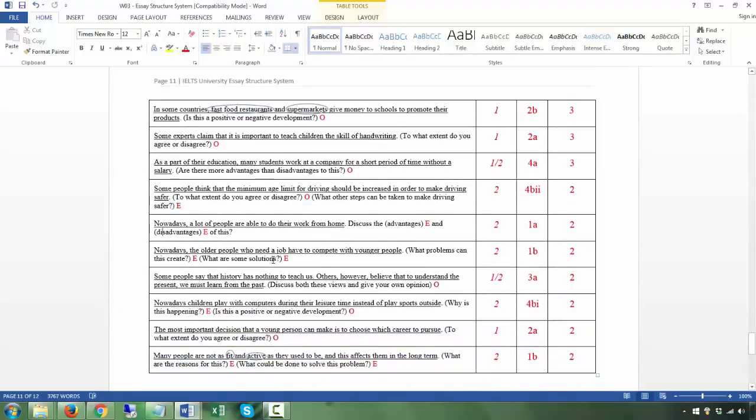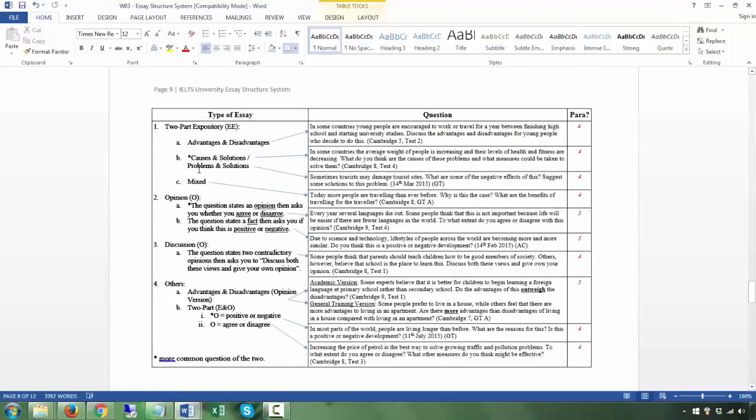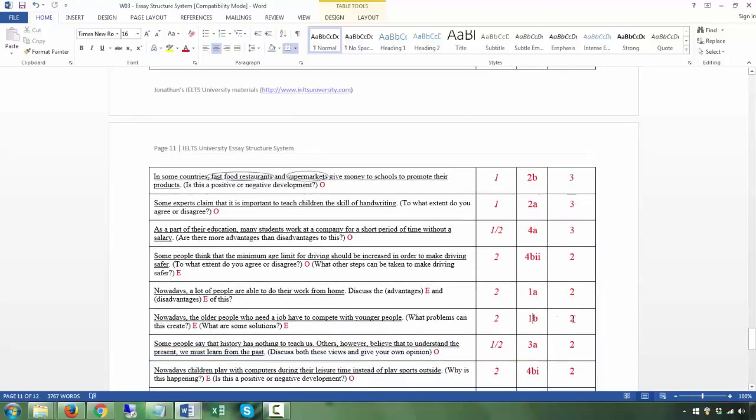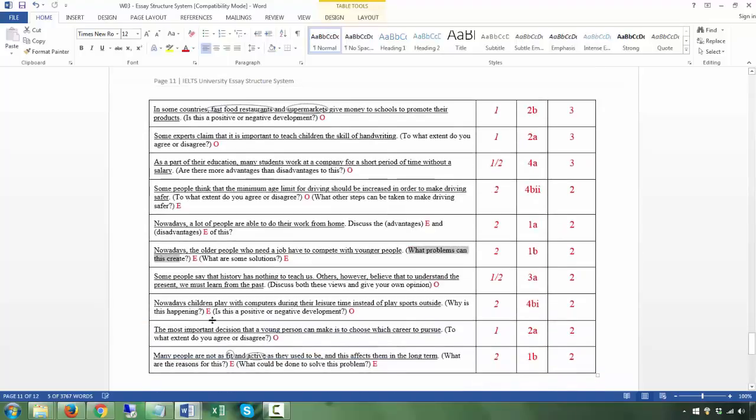All right. Nowadays, the older people who need a job have to compete with younger people. What problems can this create? What are some solutions? So this is the T, this is the Q. There are 2 Qs. Both of them are expository. This is actually a problems and solutions question, so it comes under 1B. Okay, 1B. And of course, how you address it, you have 2 body paragraphs. First body paragraph addressing the problems, second body paragraph addressing the solutions.